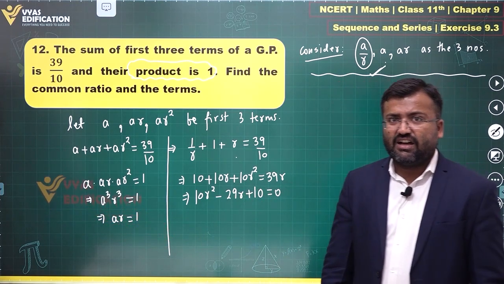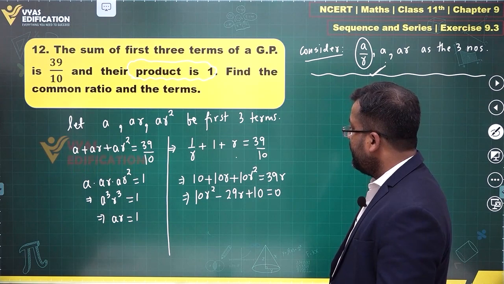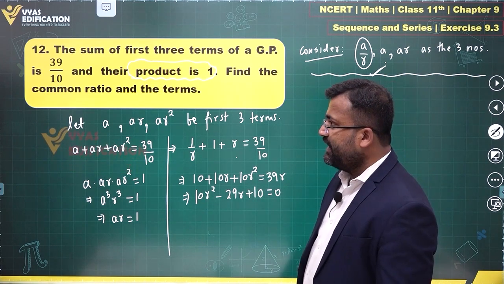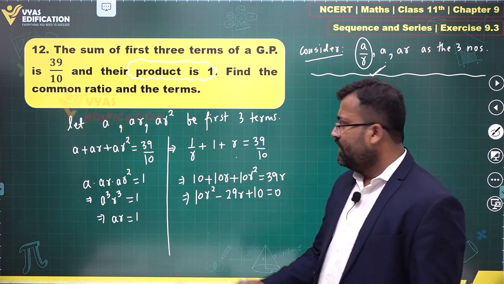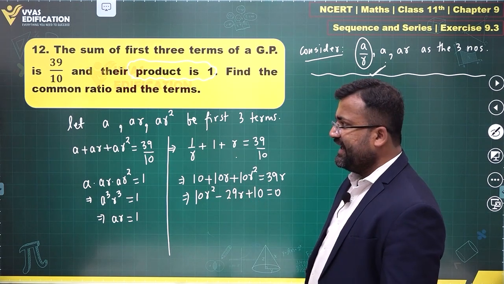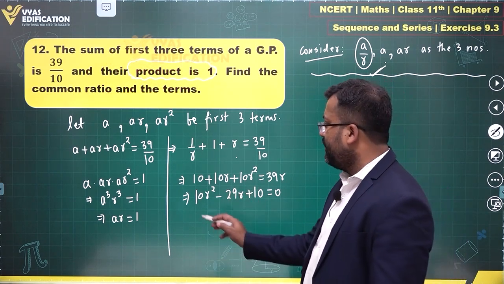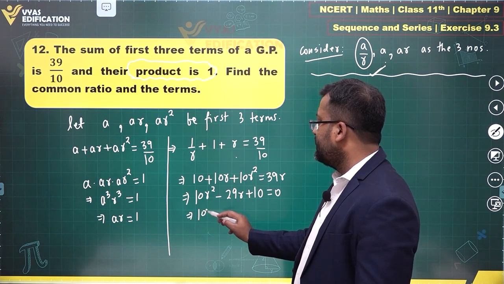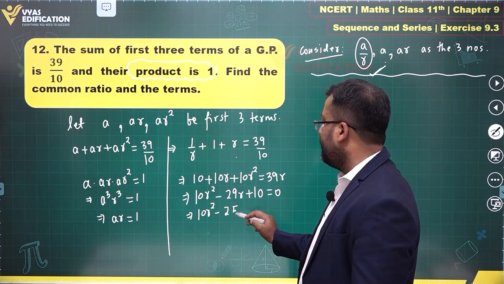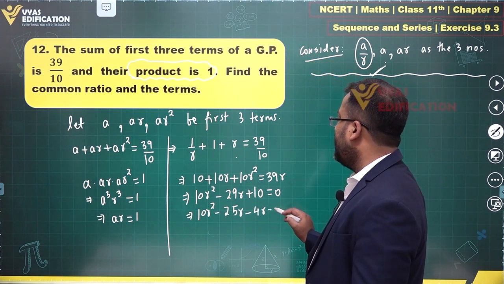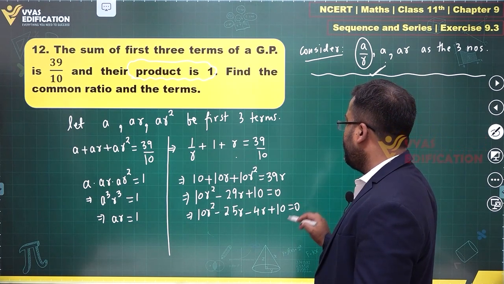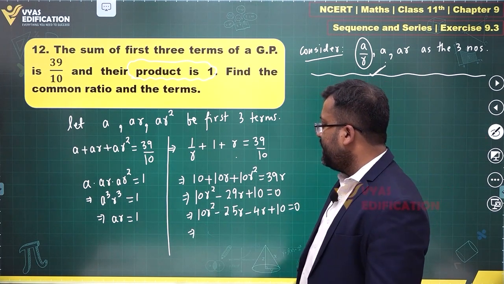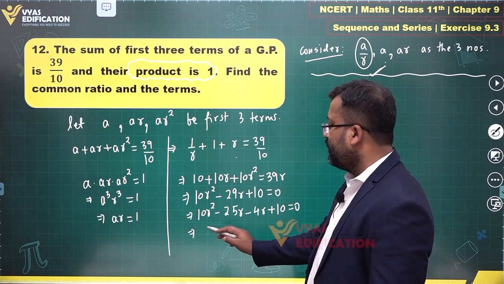Taking that 39r from the right hand side into the left hand side. And now 10 into 10 is 100. 100 can be factorized to give you some 29. 25 into 4 is okay? Yes, 25 plus 4 is 29. So this is 10r square minus 25r minus 4r plus 10 is equal to 0. Can we take out something common from here? Yes, 5r will come out common.